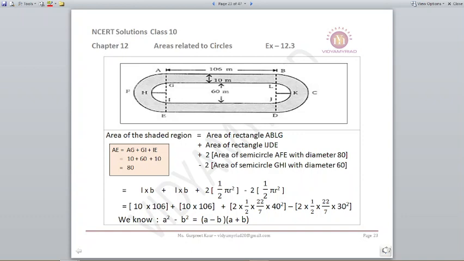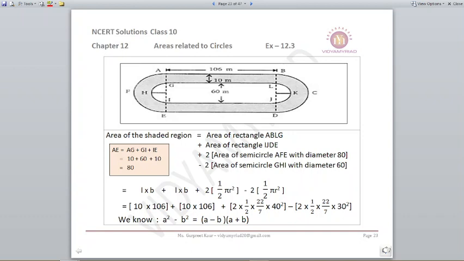From there we need to subtract the smaller semicircle, which is GHI if you see, whose diameter will be 60. We need to subtract that to find the area of the track. Now we know the area of the rectangle formula is length into breadth. Area of the semicircle is half pi r square. So we will use this information to find the area of the shaded region.